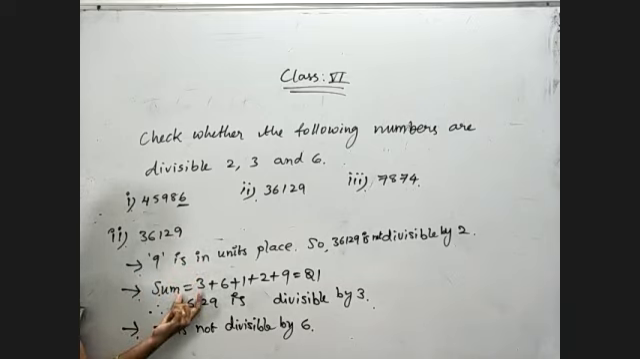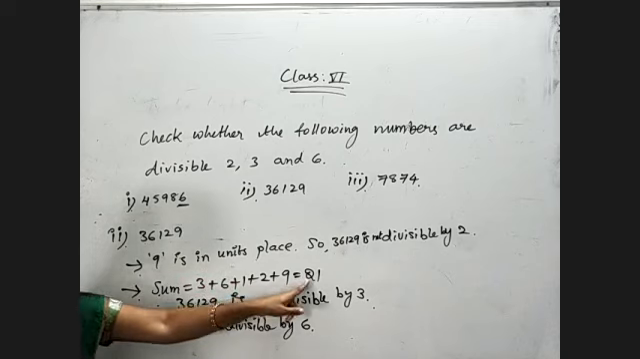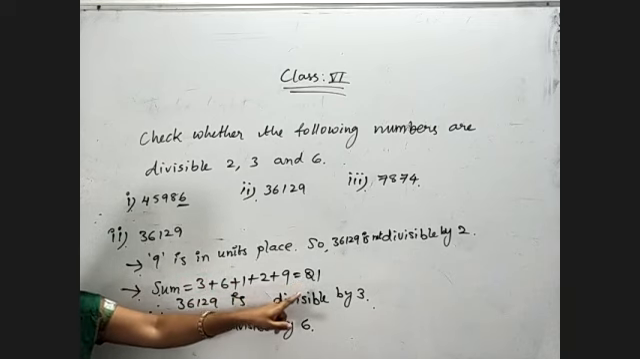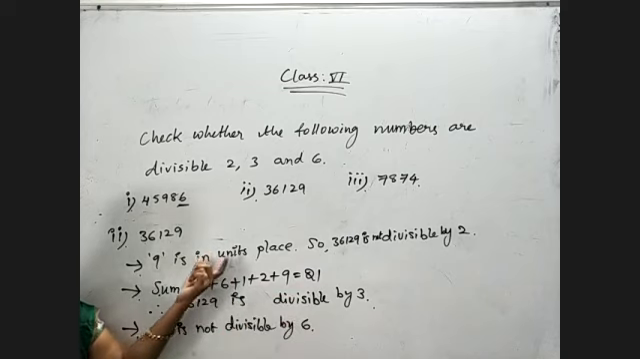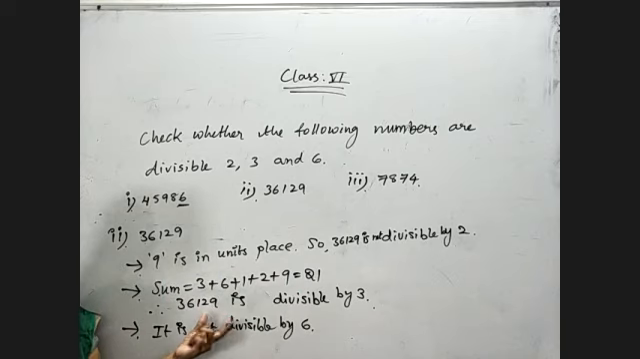In this number, we have 9 in the unit place, so it is not divisible by 2. And the sum of the digits we got is 21. We get 21 in the 3 table, so that number is divisible by 3. Because it is not divisible by 2, only divisible by 3, it is not divisible by 6 also.